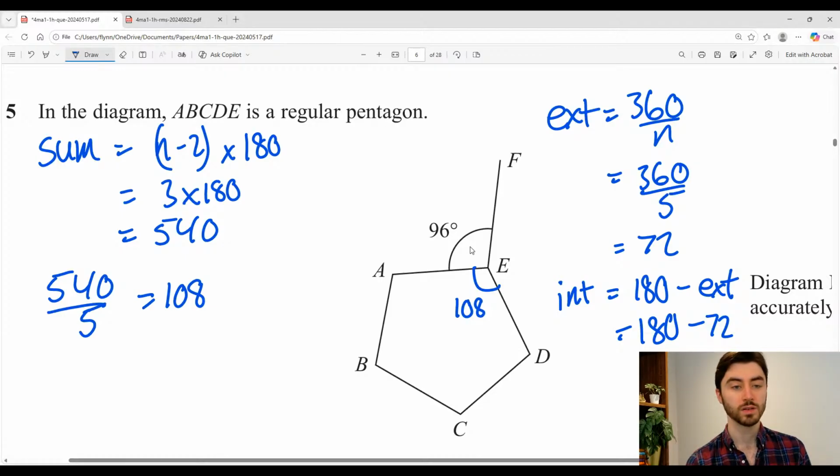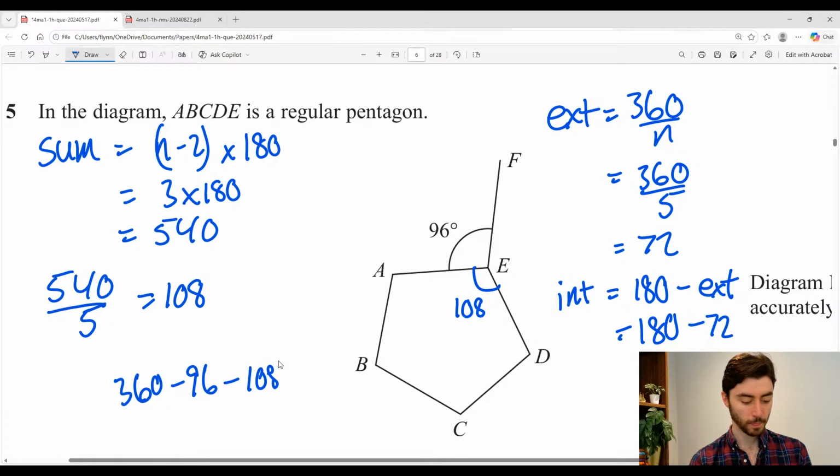So I'm now going to do 360 minus 96 minus 108. And I'm going to get an answer of 156.